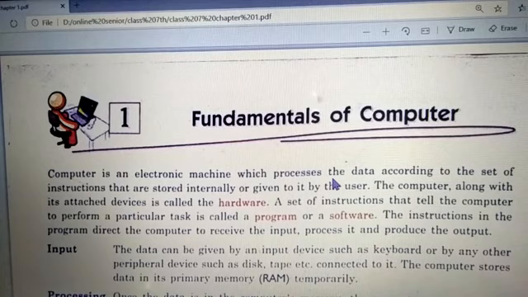Now, the very first question is, what is a computer? It is an electronic machine which processes the data according to the set of instructions that are stored internally. Automatically, according to whatever instructions have been stored, the computer will process the data given to it by the user.